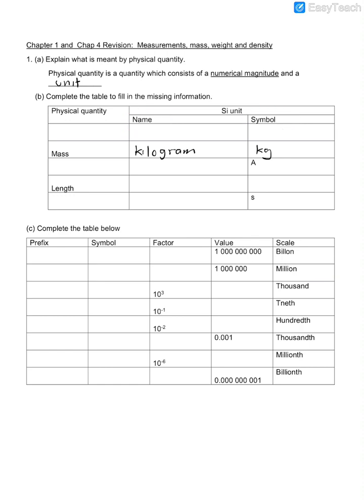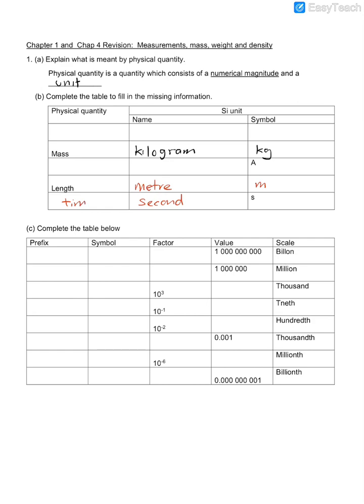Okay, so that's mass. Then the next one, length. Length is what? Meter, m. Yeah, correct. So you have to remember it's meter, not centimeter. Meter and then small m. Careful, don't write big M. Big M is something else, mega. And then after that, s. What's the name? Second, yes. And then it's time.